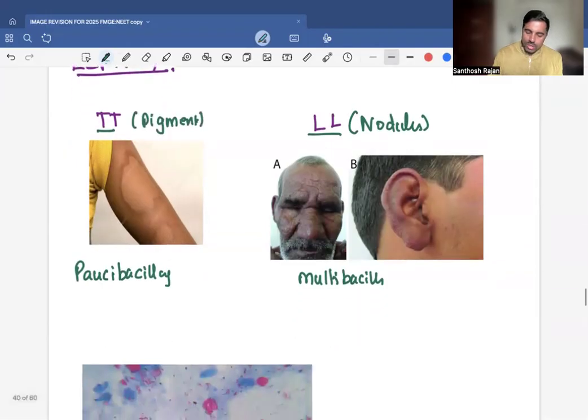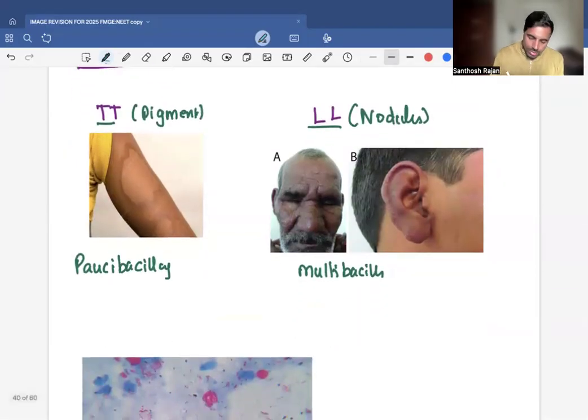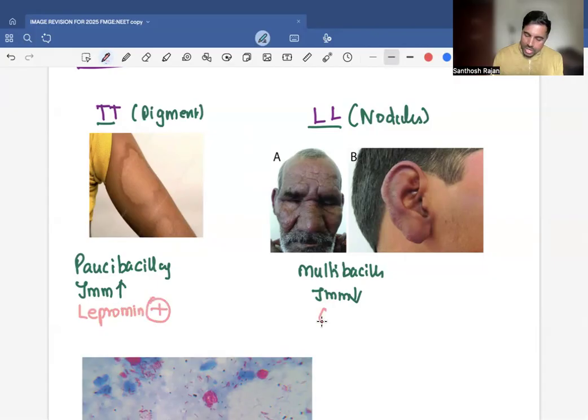But here, important. Remember, in TT immunity is high. Here immunity is low. That is what happened. Your lepromin test will be positive here, but it will be negative here. That's it. One small difference that you have to remember. Okay, that's all. Now look at this picture.